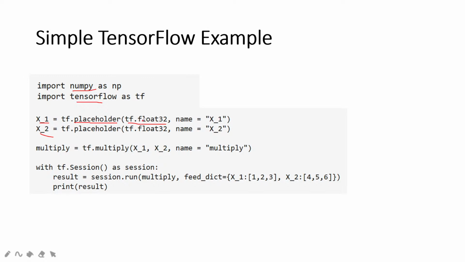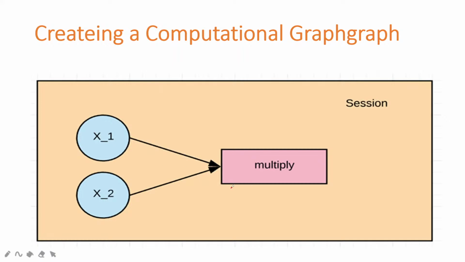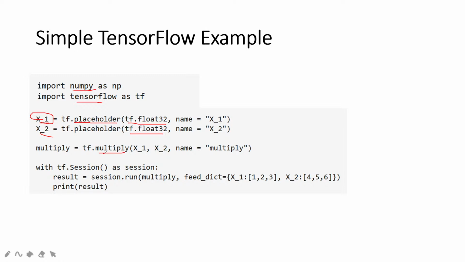If you are giving a 32-bit integer, you need to give int32. If you are giving a float, you need to give 32-bit float. Here I have randomly created float32. Then here I am assigning the name. After that I need to multiply, according to my graph. So here I am using multiply with x1 and x2.